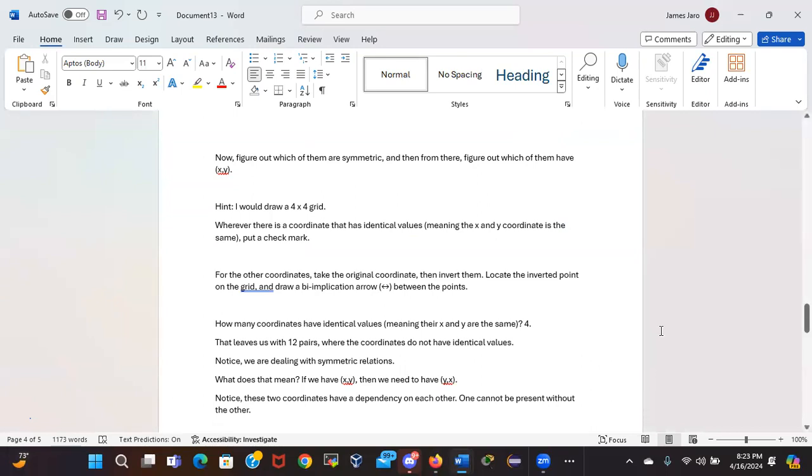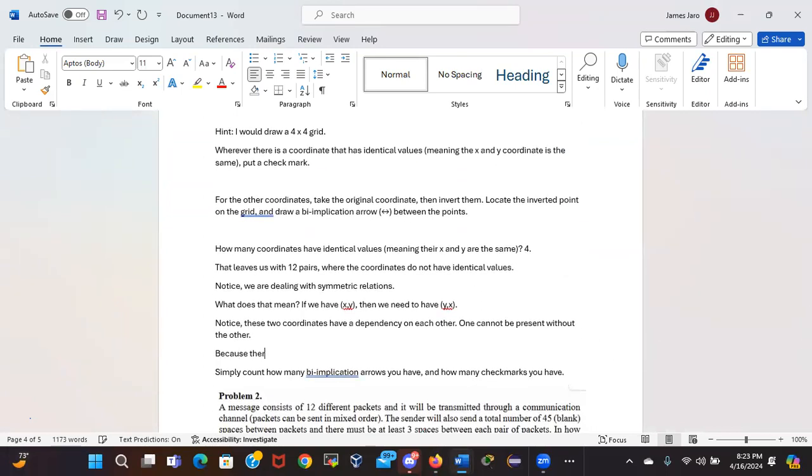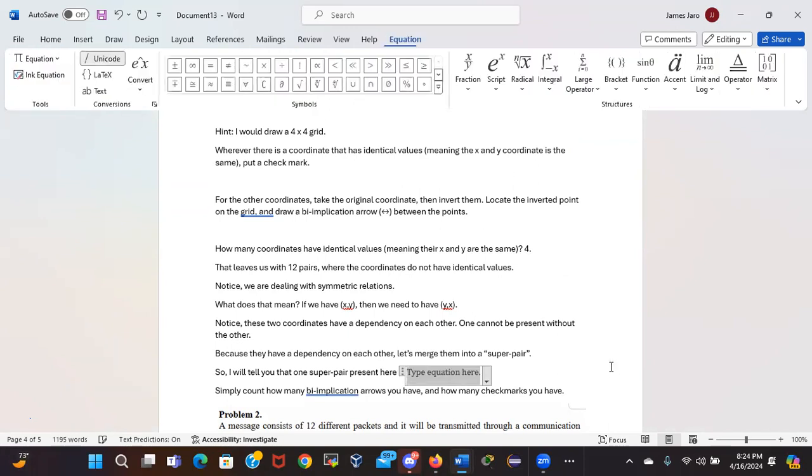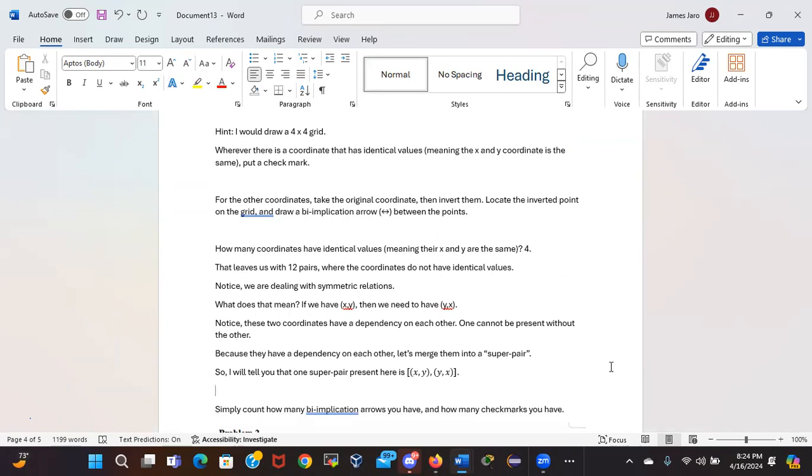Because they have a dependency on each other, let's merge them into what I term a super pair. So I will tell you that one super pair present here is the super pair xy, comma, yx. Does that make sense? So far, so good on that.